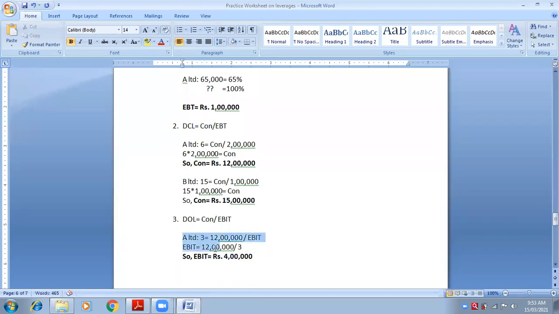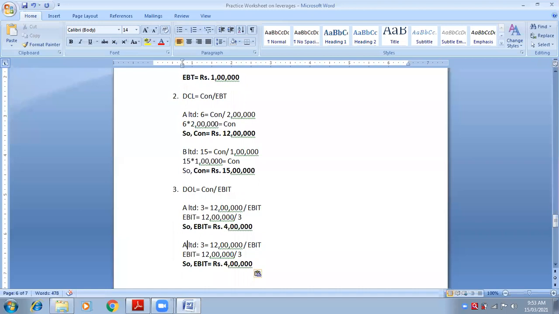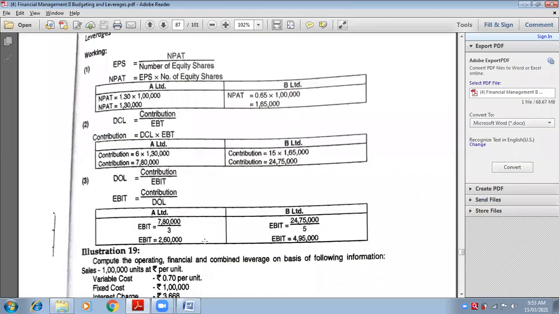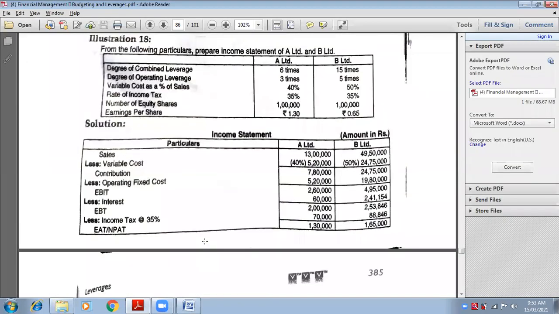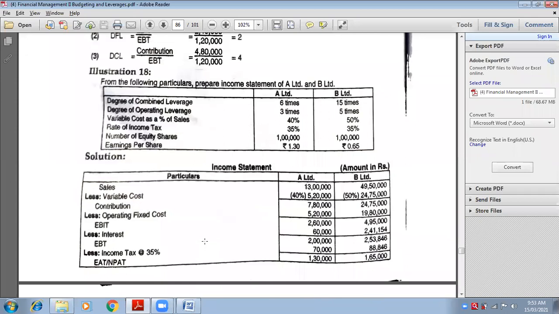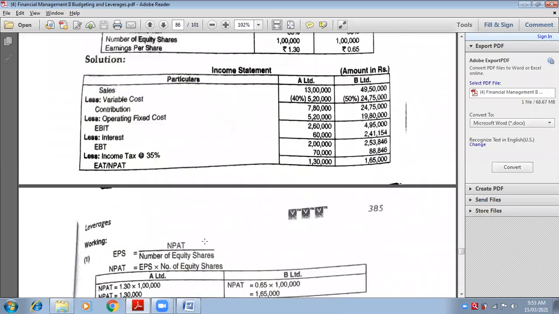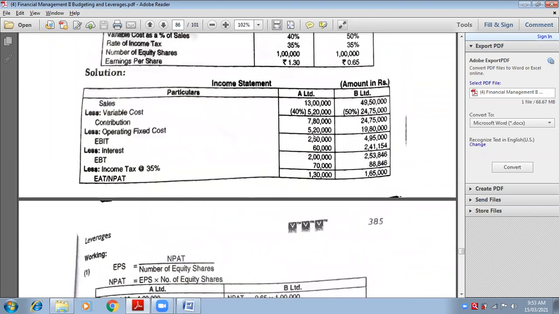So first step is, for A Limited, EBIT is 4 lakhs. And for B Limited, let's solve it. What is DOL of B Limited? 5 times. Very good, 5 times. But here the answer given is 2 lakh 60 EBIT.